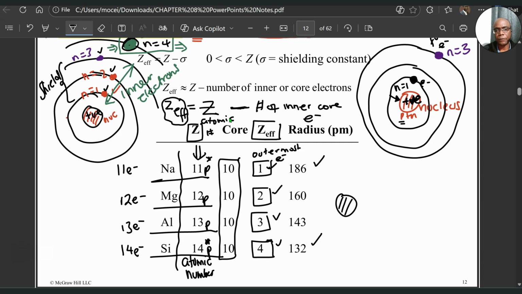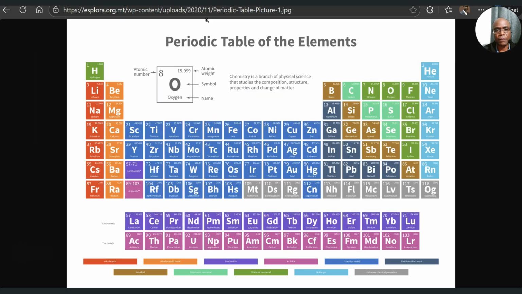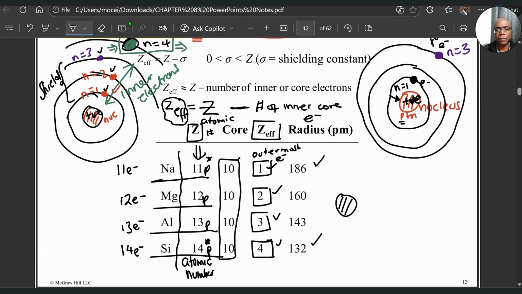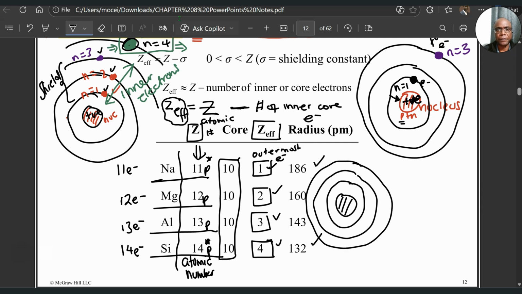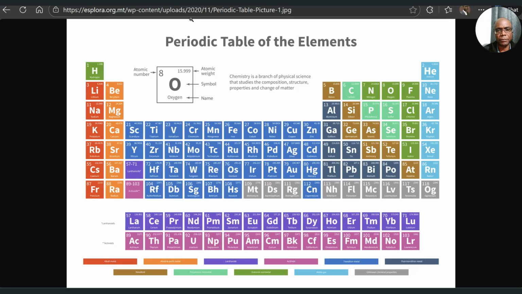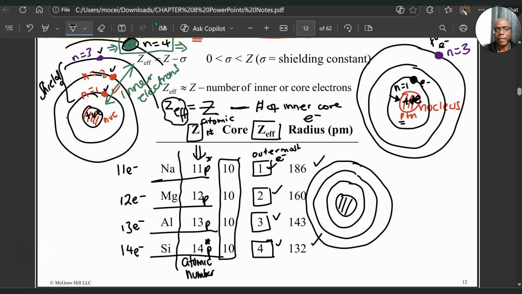Now I'll explain it in a different way. You're looking at sodium, magnesium, aluminum, and silicon. All of them are found in the third period. You see that? They're found in the third period, the third row. So they all have 3 shells. The difference is the number of valence electrons and the number of protons in the nucleus, but I'll heavily focus on the number of protons.